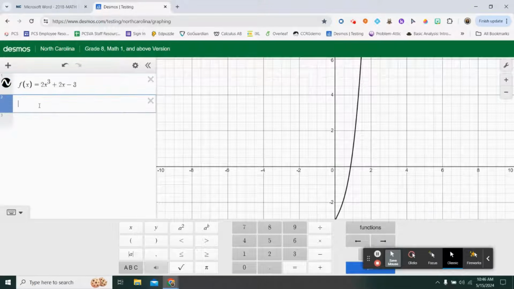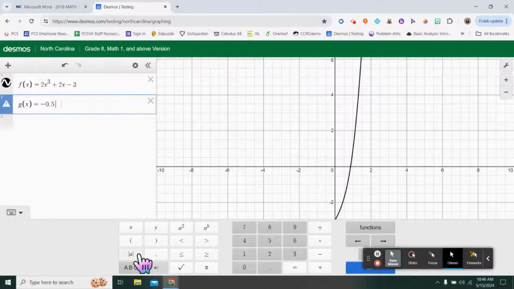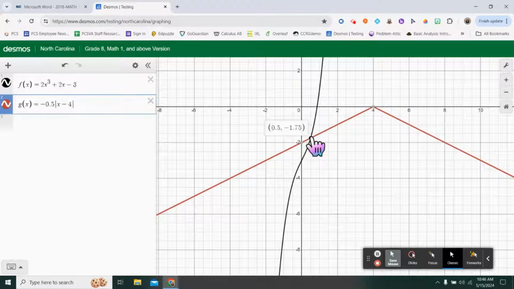And then again, this is number 10 on the release exam. I have negative 0.5, absolute values down here at the bottom. I'm putting in x minus 4. I want to know where the y value, where they intersect. I click where they cross. The y value is the second number, which would be negative 1.75. That would be my answer.